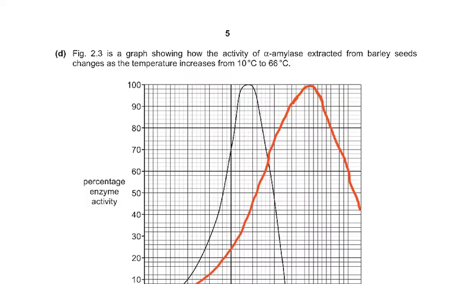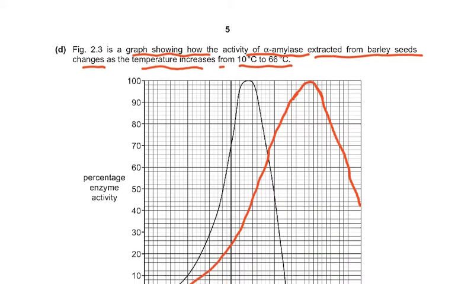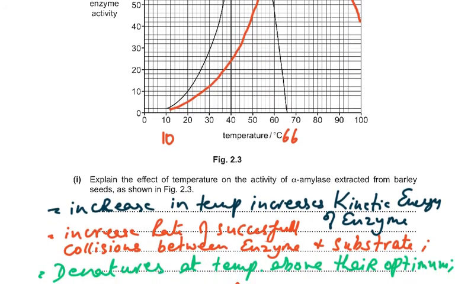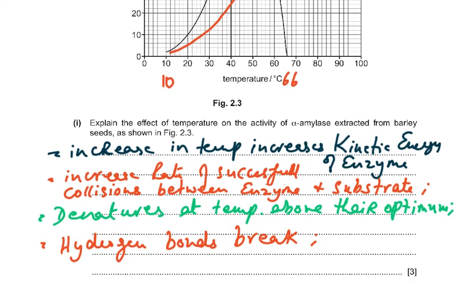Figure 2.3 is a graph showing how the activity of alpha amylase extracted from barley seeds changes as the temperature increases from 10 to 66 degrees Celsius. So you have the graph there, and you have to explain the effect of temperature. Now that was very basic. What you had to understand was to explain the effect of temperature on the activity of alpha amylase extracted from barley seeds as shown in figure 2.3.